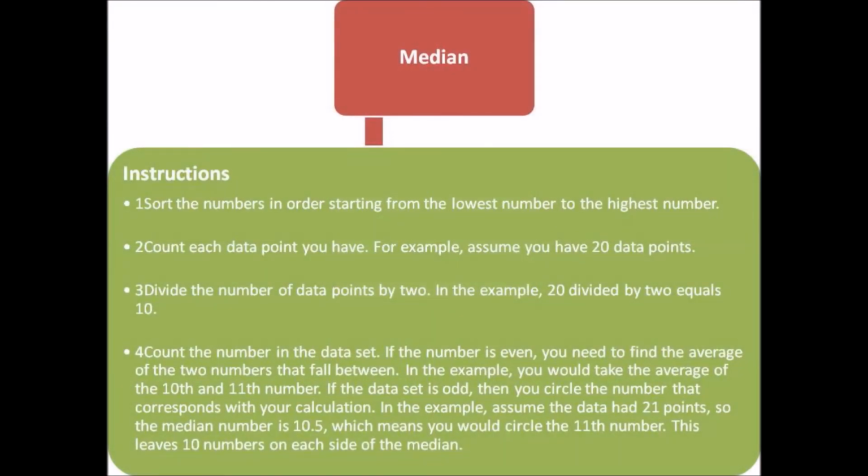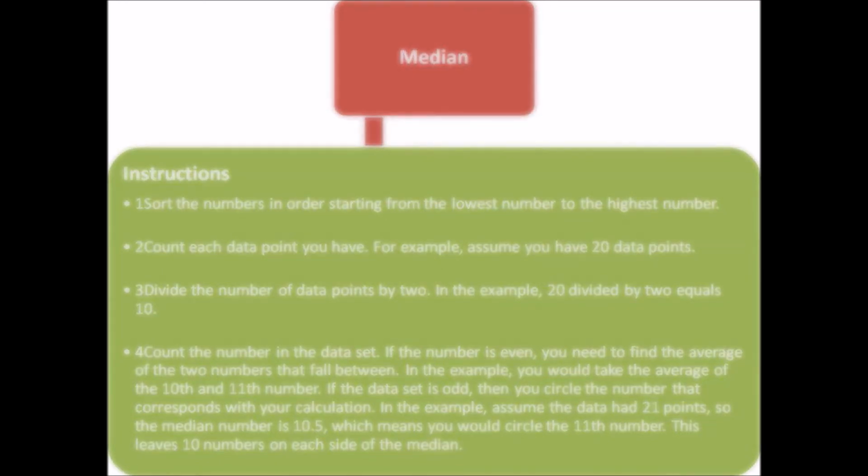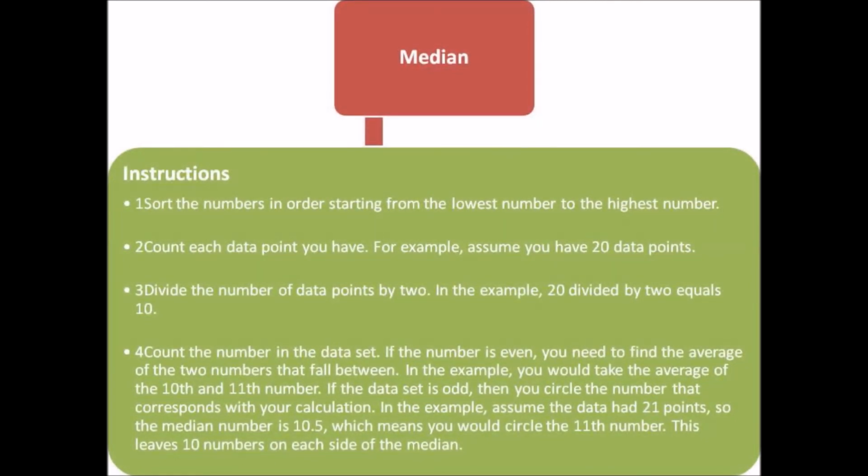For example, in median, sort the numbers in order starting from the lowest number to the highest number. Count each data point you have. For example, assume you have 20 data points. Divide the number of data points by 2. For example, 20 divided by 2 equals 10. Count the number in the data set. If the number is even, you need to find the average of the 2 numbers that fall between.